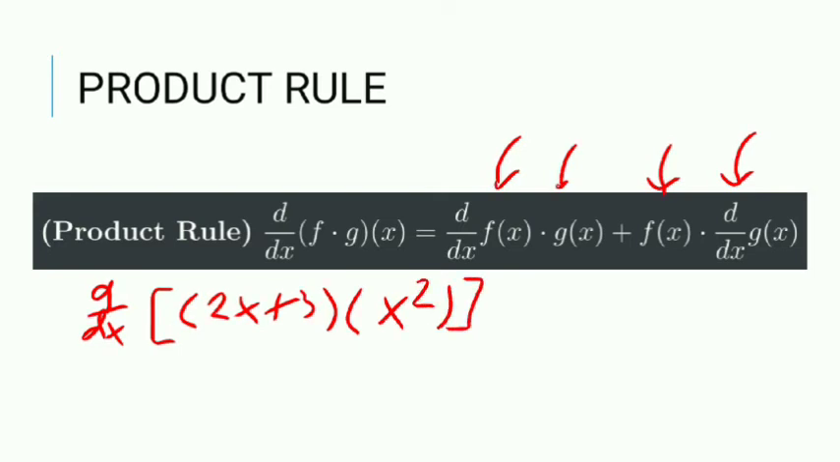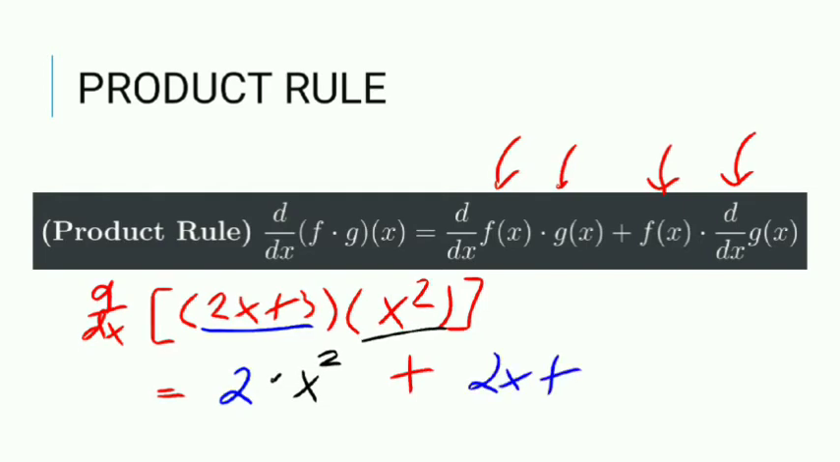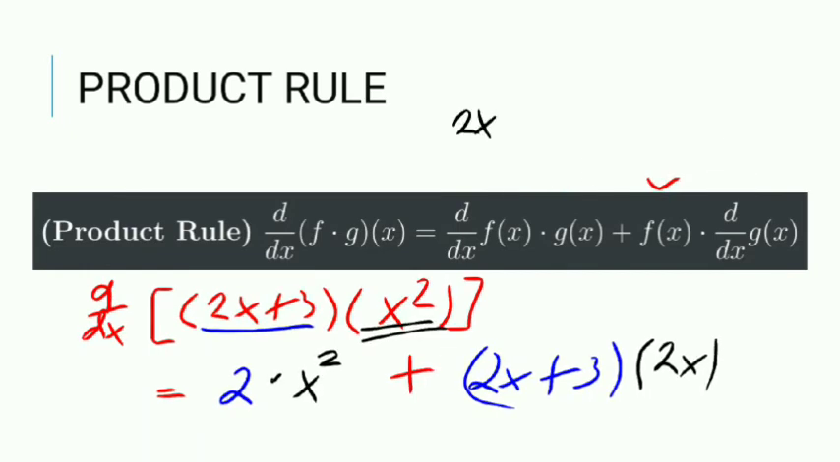Using the product rule, it is equal to the derivative of the first function, the derivative of 2x plus 3 using the power rule, which is 2, times the second function, which is x squared, plus the first function, 2x plus 3, times the derivative of the second function, the derivative of x squared. Once again, using the power rule, that is 2x. Then simplify, and we will get the answer 2x squared plus 4x squared plus 6x, or simply 6x squared plus 6x.